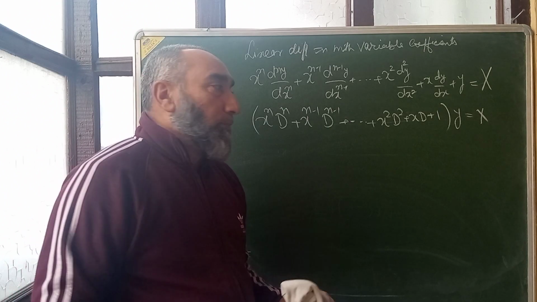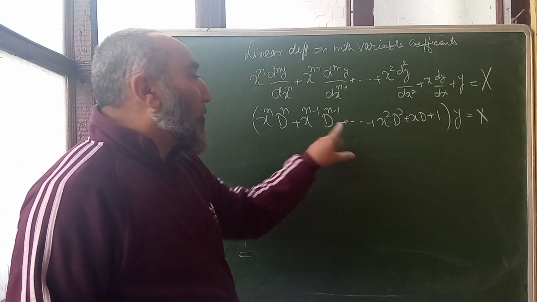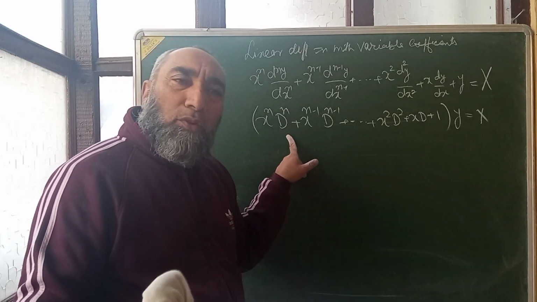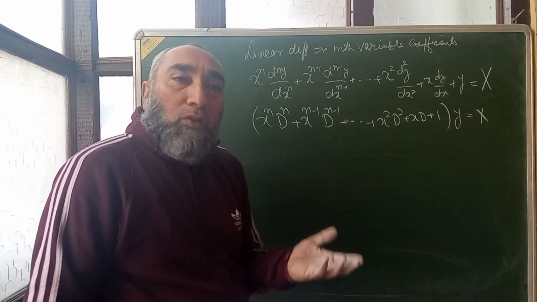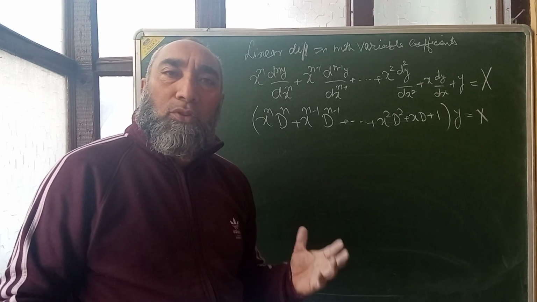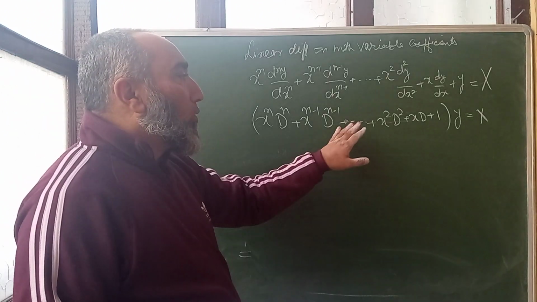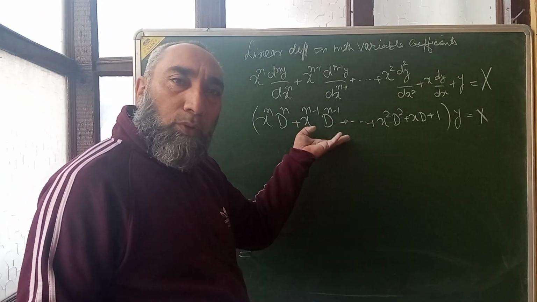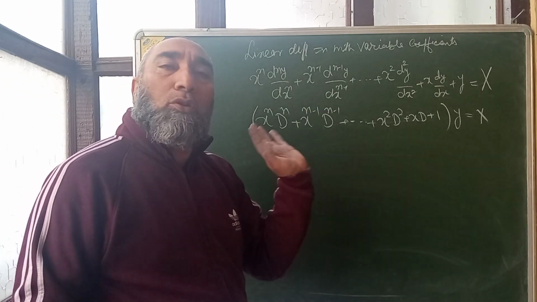See, what is the method? The method is that we first transform a linear differential equation with variable coefficients into a linear differential equation with constant coefficients. When this is reduced into a linear differential equation with constant coefficients, we have nothing to worry about, because we know how to solve it. So the task is to reduce the variable coefficient equation into a constant coefficient equation, and the solution is known to us.